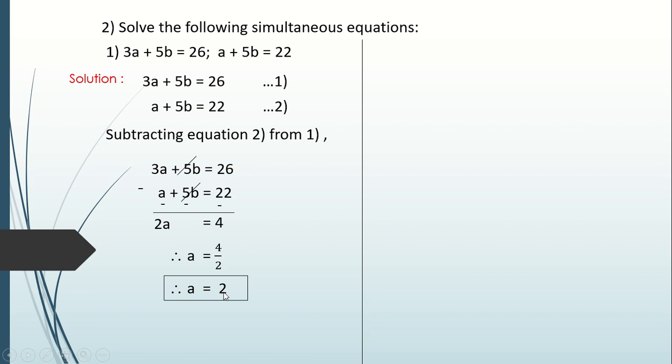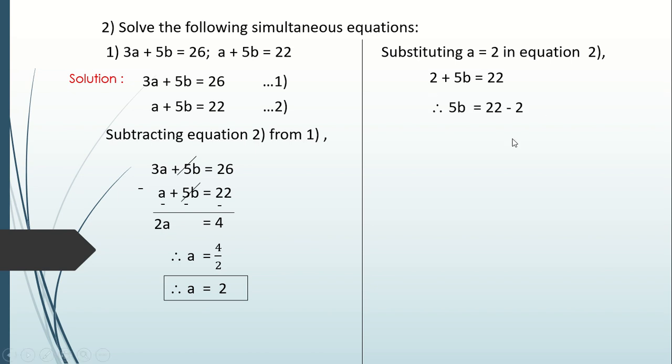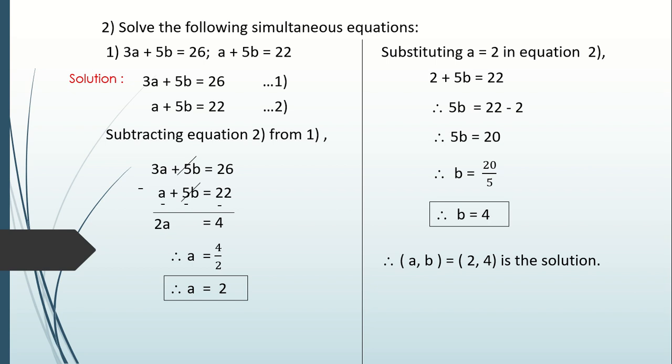Now this a is equal to 2, we have to substitute in any of the two equations. So substituting a is equal to 2 in equation number 2, because equation number 2 looks easier. Even if you substitute it in equation number 1, the answer is going to be the same. So 2 plus 5b is equal to 22. Now that 2 goes to the other side, so 5b is equal to 22 minus 2, and therefore 5b is equal to 20, and b is equal to 20 upon 5, which is b is equal to 4. So a, b is equal to 2, 4 is the solution.